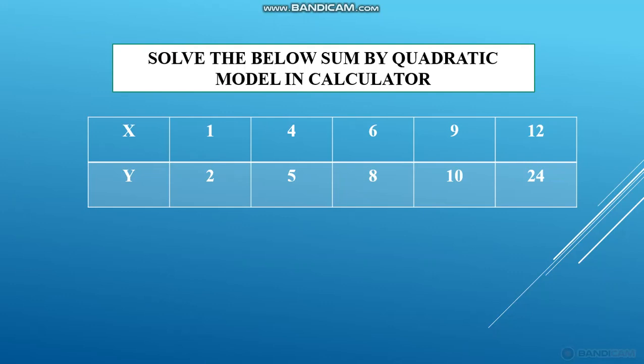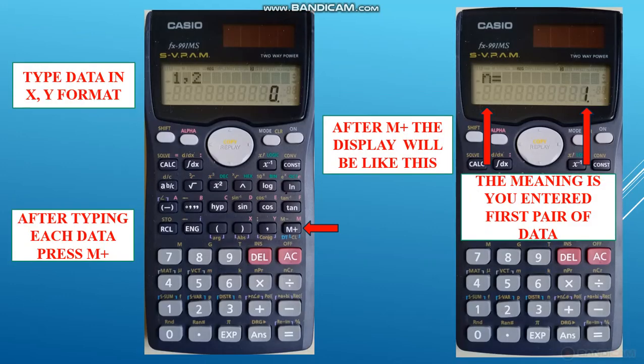Okay, first pair is 1, 2. So you want to type data in XY format. Okay, that is 1, 2, and after typing each data you want to press M plus. Okay, that is you are feeding the data. So you press 1, 2, then you press M plus.